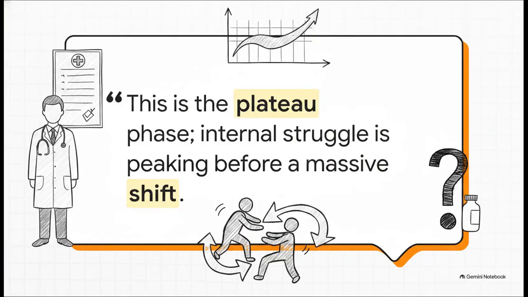Using dialectical logic, the doctor looks at the chart and realizes this is the plateau phase. The internal struggle is peaking before a massive shift. This is incredibly profound. It beautifully explains the why and the how of the disease's process. But notice the glaring issue that still remains. The doctor is left hanging. Understanding the grand process of a disease doesn't inherently tell you what prescription to write.